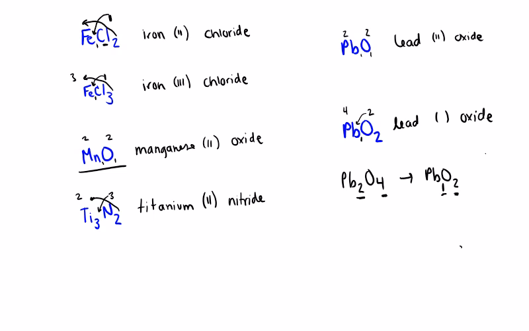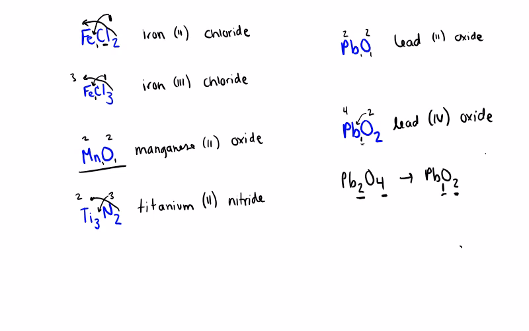So this is lead IV oxide. Okay, so again, oxygen always has a -2 charge. I don't see a 2 there. So lead had to be a +4 to get it to reduce.